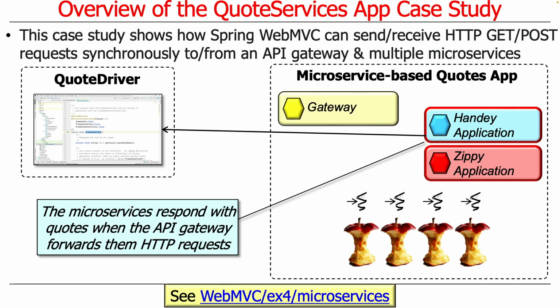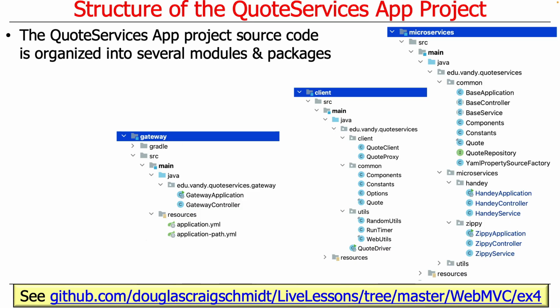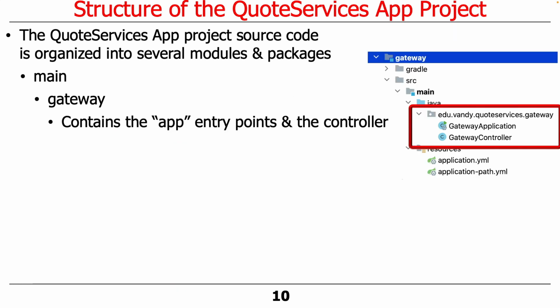And you're going to see this is going to introduce us to a whole bunch of really cool concepts here having to do with API gateways and server-side discovery and stuff like that. The QuoteServices app project source code is organized into a number of different modules and packages, but for once it's going to be more interesting than what we've talked about before, because we're going to have multiple pieces. We're going to have a client part, we're going to have a gateway part, and a bunch of microservices. And we've factored the code out in clever ways to maximize reuse and minimize redundant repetition of things that can be factored out. So let's talk first about the gateway.